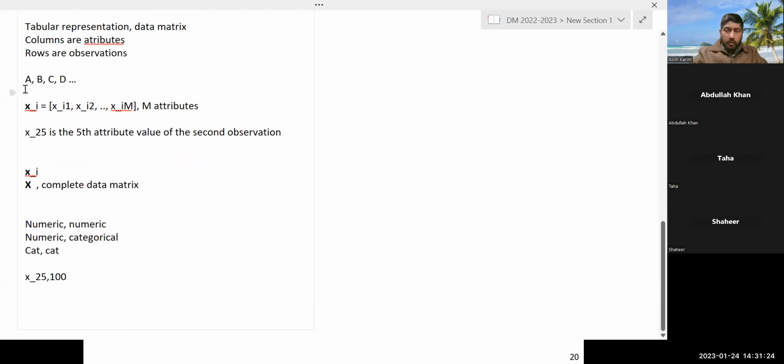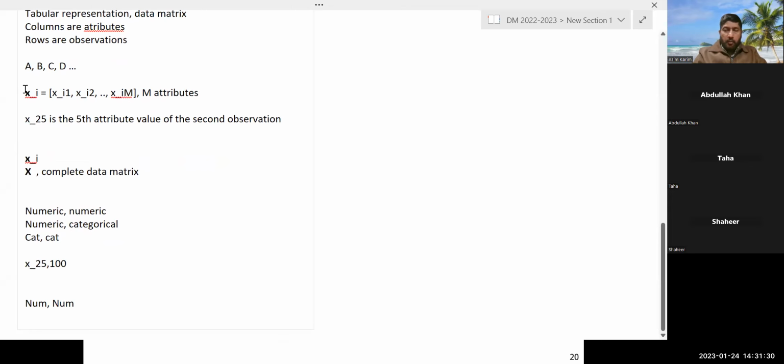So if you talk about numeric, how do you understand numeric? Let's say you have weight and let's say after that height.